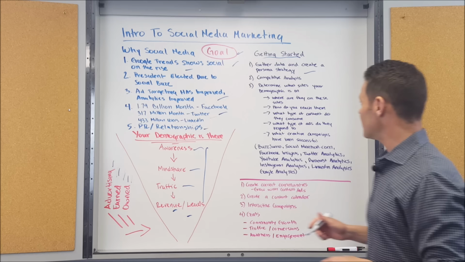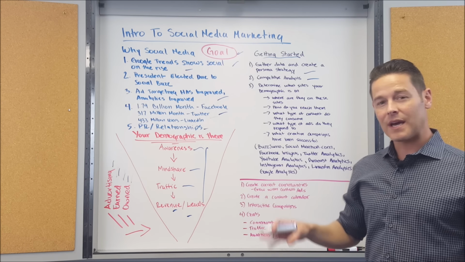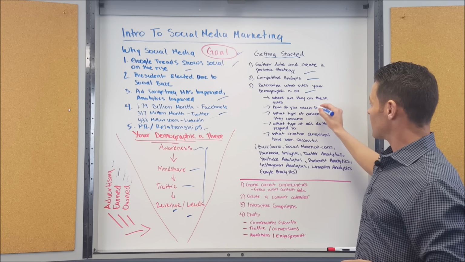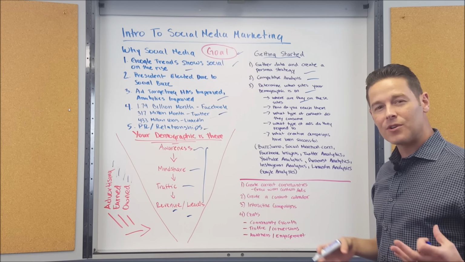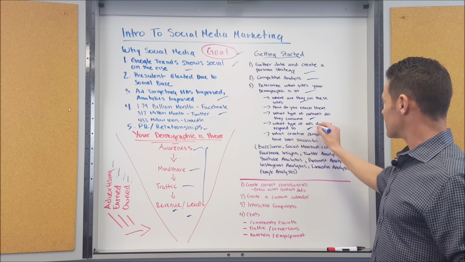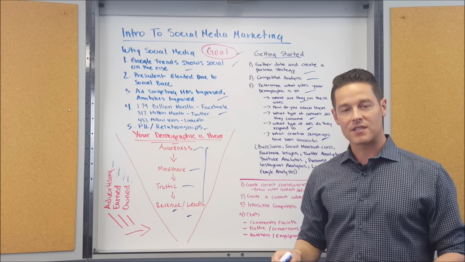Now, once you have those, you're gonna wanna do a competitive analysis, okay? That competitive analysis should look at where your demographic is online, where they are on these social media sites. How are you going to reach them on these social media sites? What type of content do they consume? What ads do they respond to? And what creative campaigns have been successful?